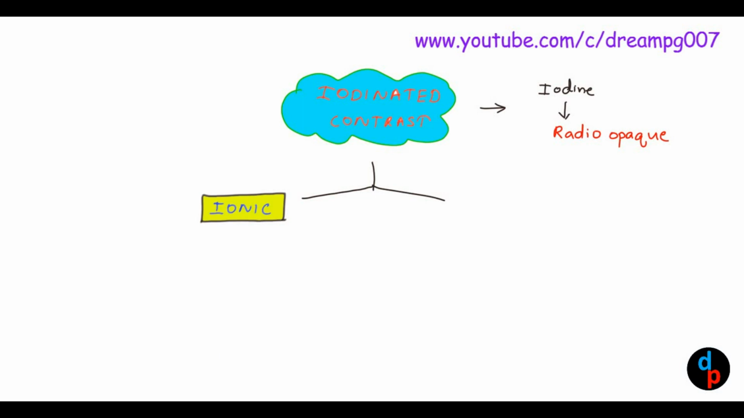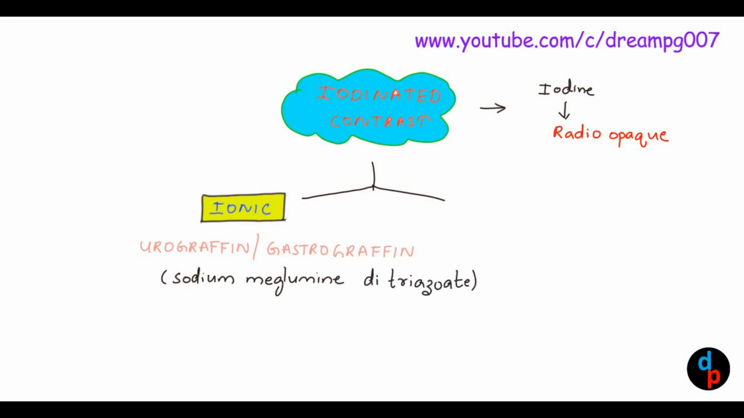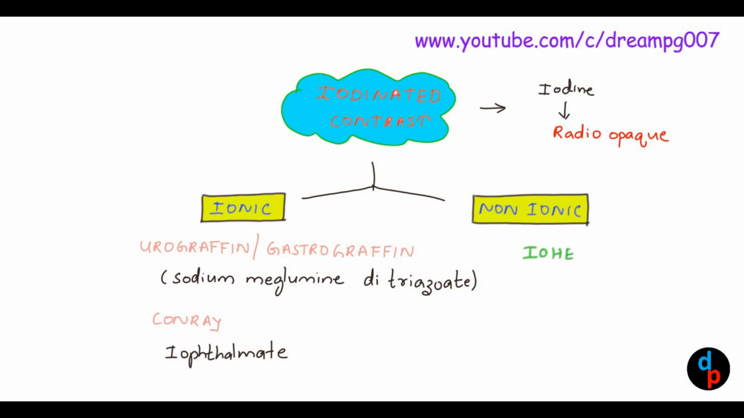Examples of ionic contrast materials are urografin or gastrografin. Urografin is sodium meglumine diatrizoate. Another example of ionic contrast material is conray. Conray is iothalamate. Examples of non-ionic contrast materials are iohexol, ioversol, iopamidol. All of these three contrast materials are monomers.